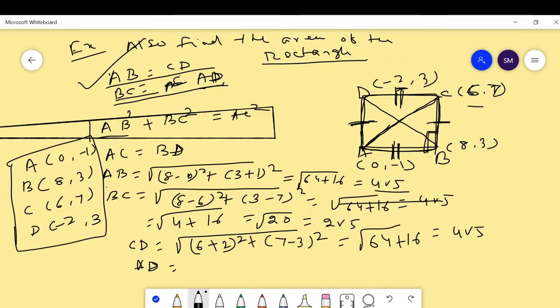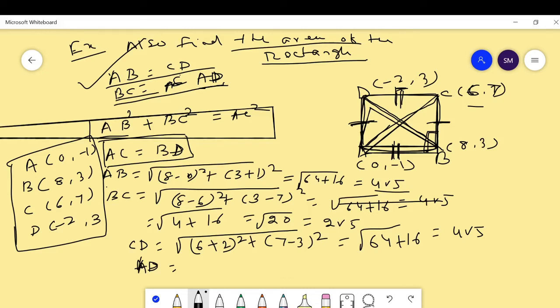And then we have to find out BD in the same way. AD square plus AB square is equal to BD square. If this is a rectangle, this means the 2 diagonals have the same length. This means AC is equal to BD. Then we can prove that these 4 are vertices of a rectangle. Then next we have to find out the area of the rectangle.